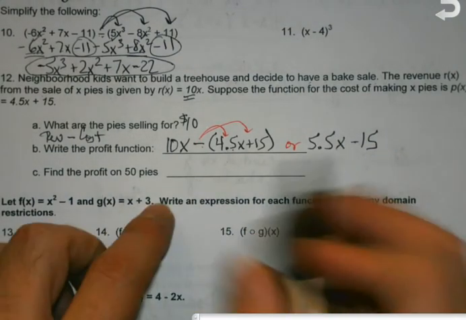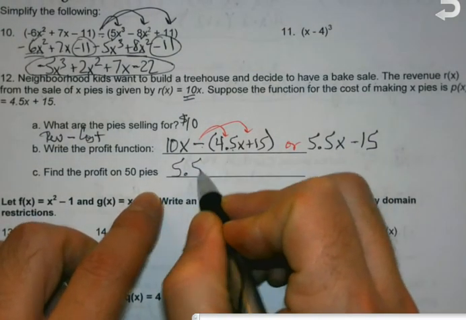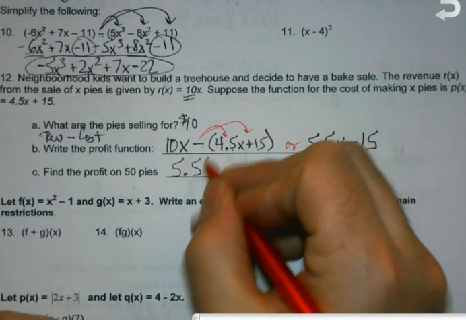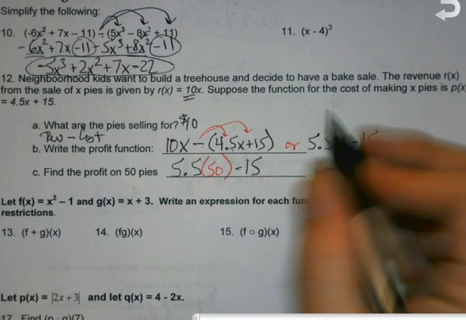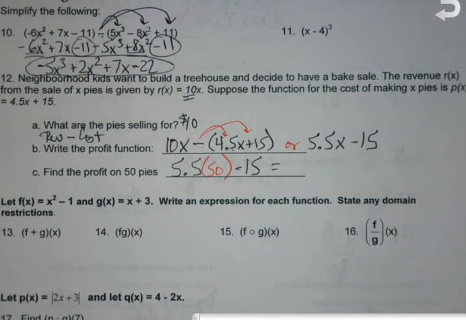If I simplified it, now it's just 5.5. X is the number of pies, so we replace that with 50. Hearing 200. Yes.